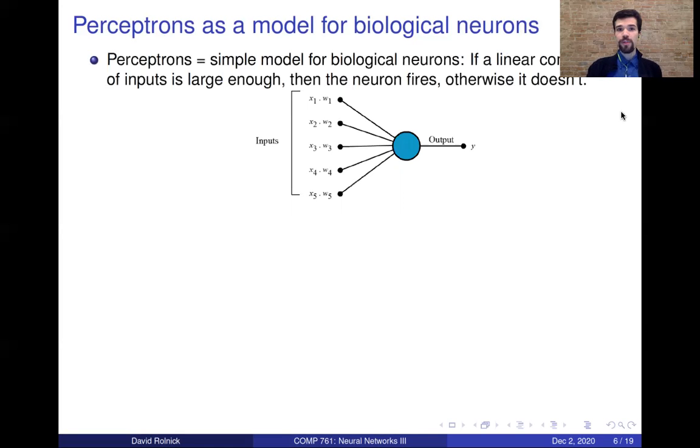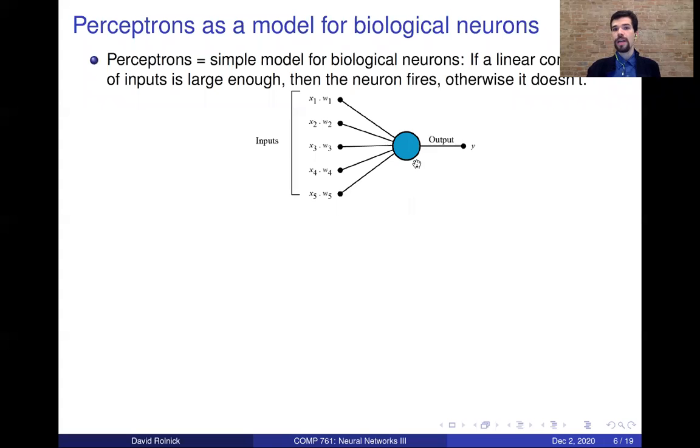So a perceptron is a simple model for an individual biological neuron. It is not a very good model, but it is a first cut at a model. So the idea is that if a linear combination of the inputs coming into a biological neuron is large enough, then the neuron fires. Otherwise, it just doesn't do anything. This is similar to what's going on with a perceptron, where you have your inputs and you take a weighted combination of them, a linear combination of them, and you say, OK, is it big enough? If so, I send a signal.